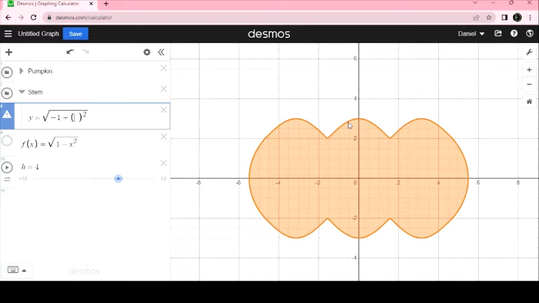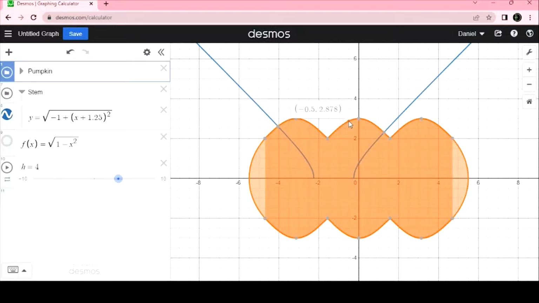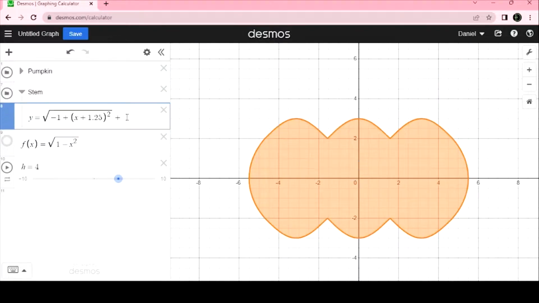So that is 1/4. We have a width of 1 here. So we're going to add 1 to get this line to the center, and then we're going to add another 4 to get it there. 2.878. And this is actually 1.5. That works. And then I'll just duplicate it over.